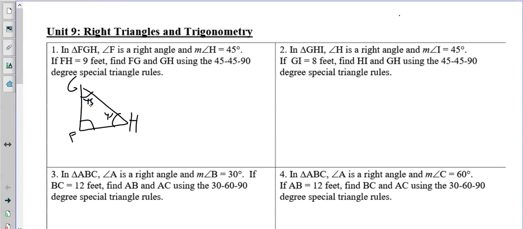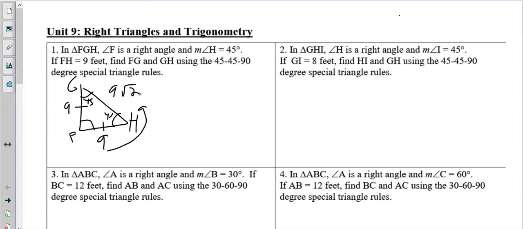FH is 9. Find FG and GH. Well, FG, the other leg, is going to be the same measurement, 9. And when we're going from the leg to the hypotenuse, it's simply multiply by radical 2. So it's just 9 radical 2.